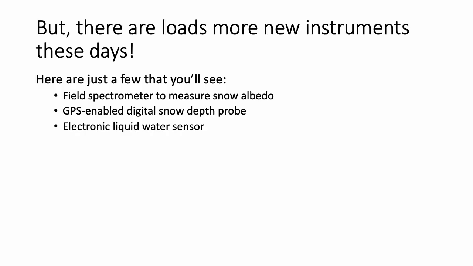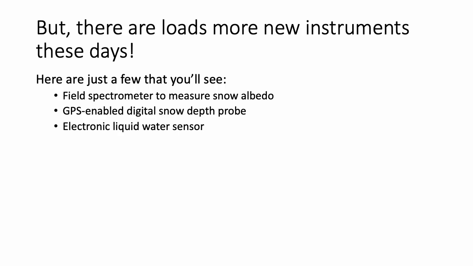But there are loads more new instruments these days, and one that you'll see in the field day coming up tomorrow is a field spectrometer that we use to measure the albedo, which is the reflectivity of the snow. We measure this in lots and lots of different wavelengths because snow is actually not as white as we think it is. If we had eyes as sensitive as my field spectrometer, we'd see that it's blue, and we'd see that it's really highly variable in the shortwave infrared and near infrared wavelengths, where it can be quite dark, in fact.